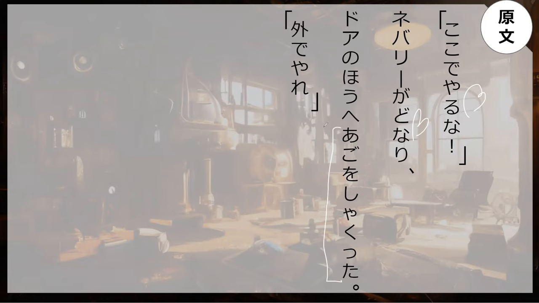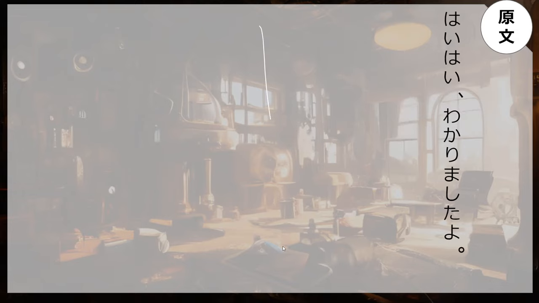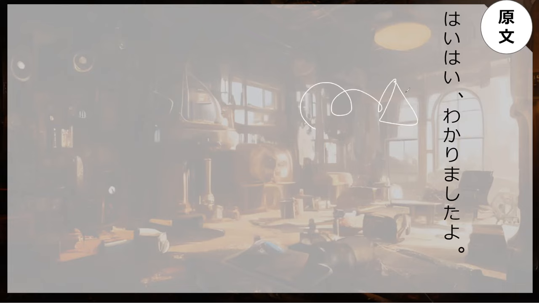Doa no ho e. In the direction of the door. Ago o shakuta. He scooped his chin towards the direction of the door. And he said, so do it outside. Perfect. And of course, Khan's response is his seirifu, his catchphrase. He says, hai, wakarimashita yo. Yeah, he says, I know.